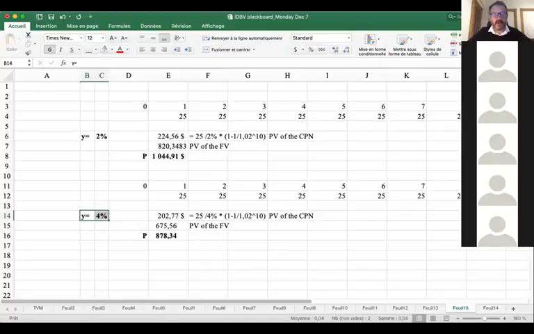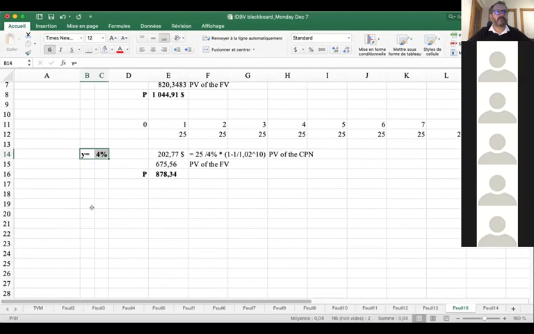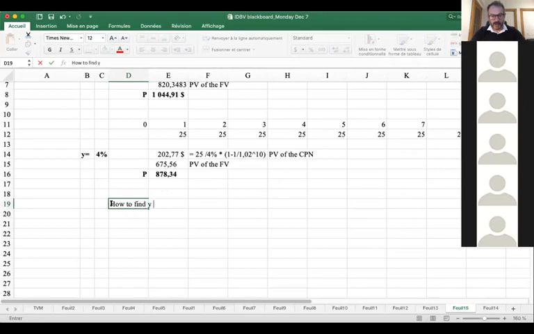So this is why I ask you to do this. So how to find y? Well, we use what we call linear interpolation. Okay, so linear interpolation. What does it mean?